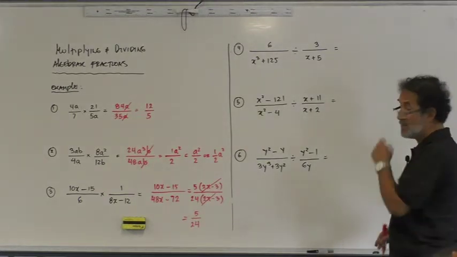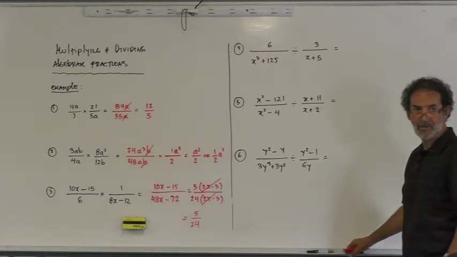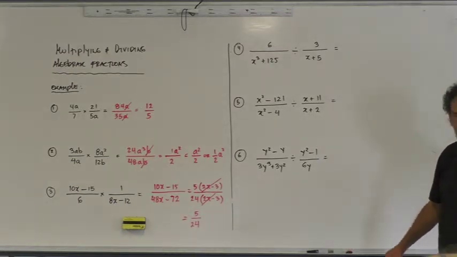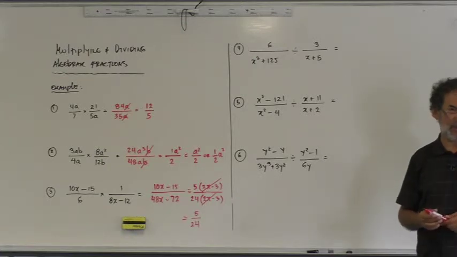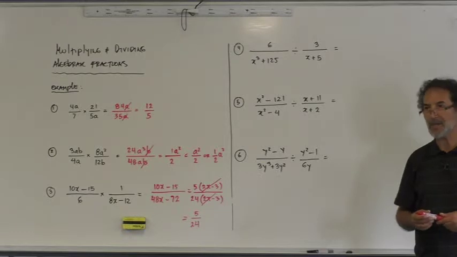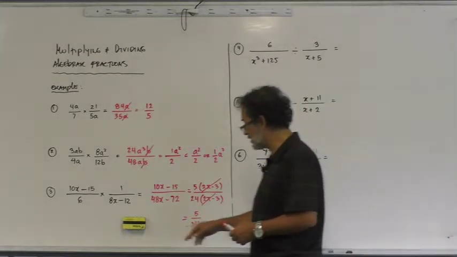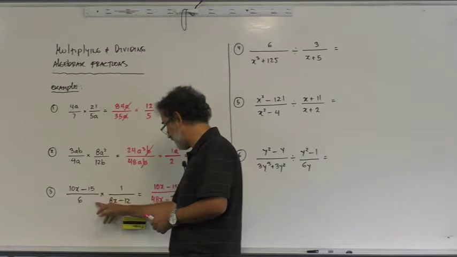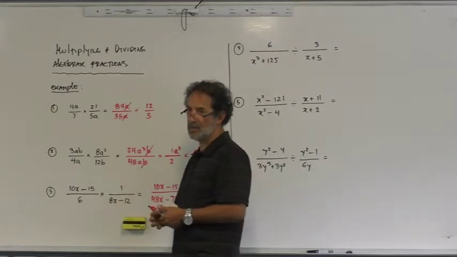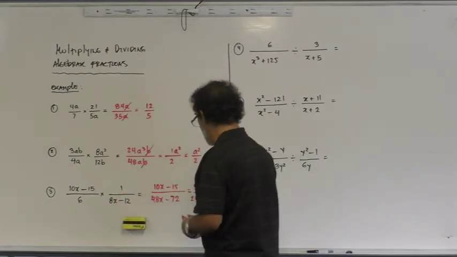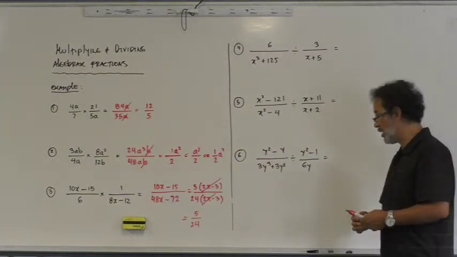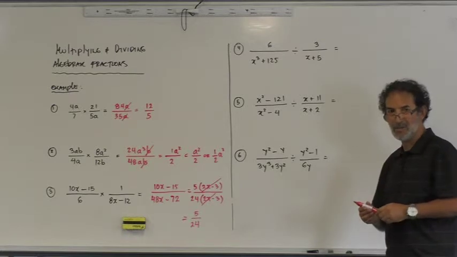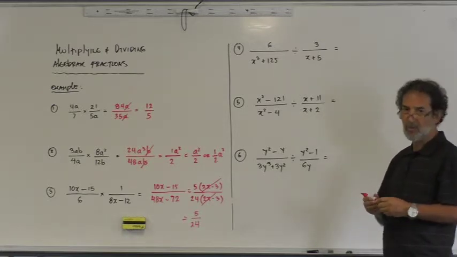Okay. The next one is a division. If we want to simplify first and then multiply, can we do that? Yes, it's the same. Some people will simplify first and then multiply. It doesn't matter how you do it. I do it this way because it's more common for people to multiply.